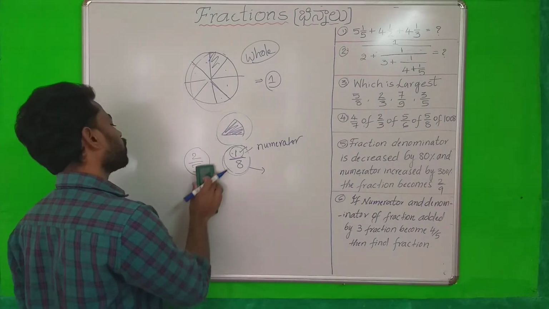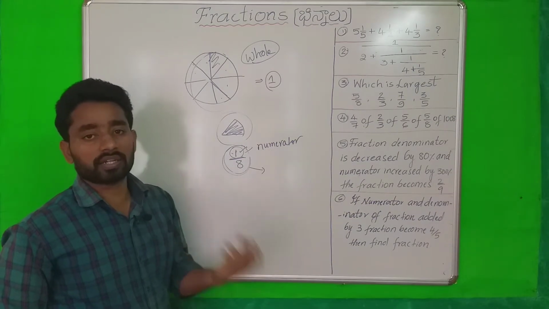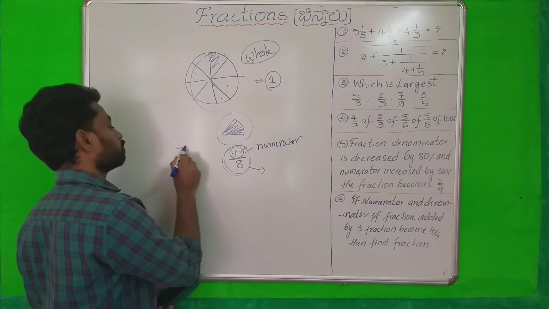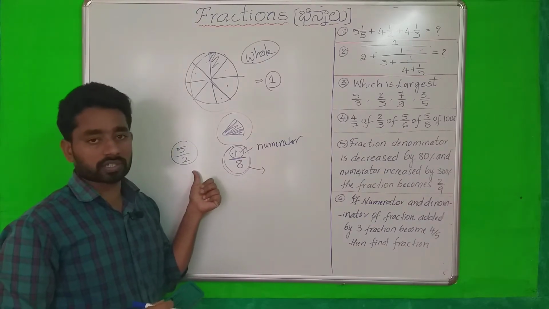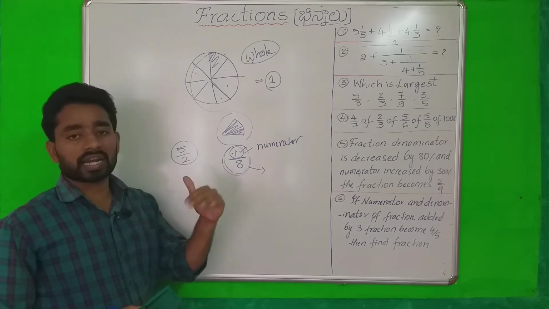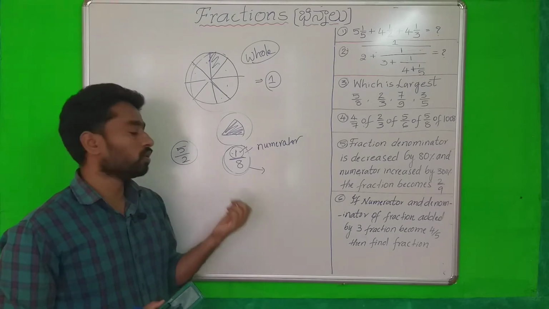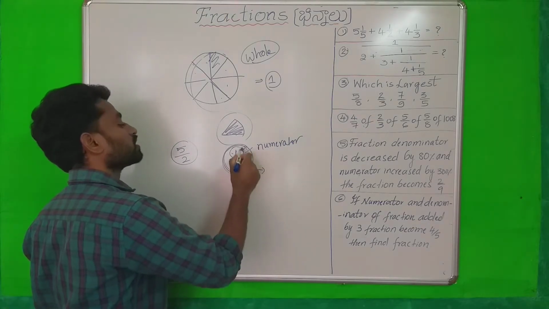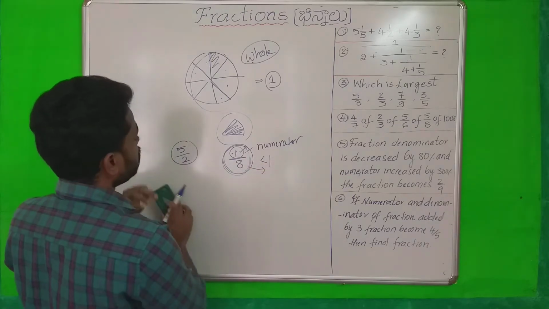And what is an improper fraction? If the numerator is greater than the denominator, then we say it is an improper fraction. For example, 5 by 2 is an improper fraction. Its value is greater than or equal to 1. An improper fraction's value is greater than or equal to 1, while a proper fraction's value should be less than 1.